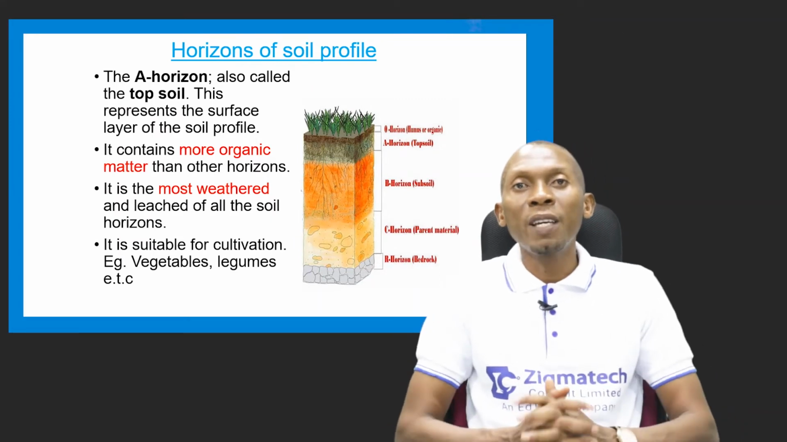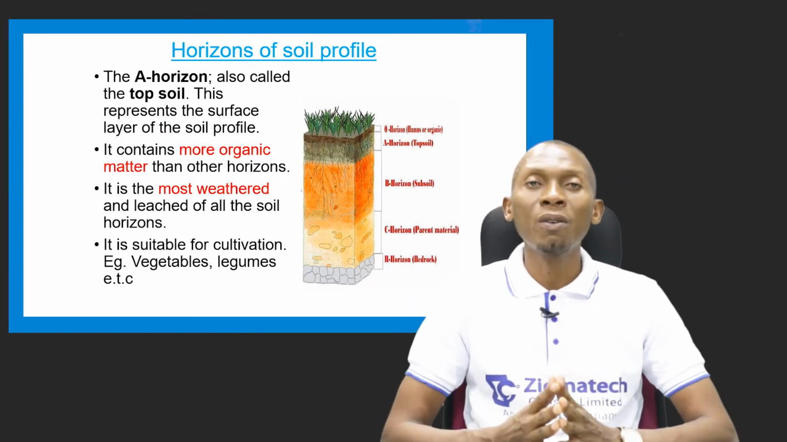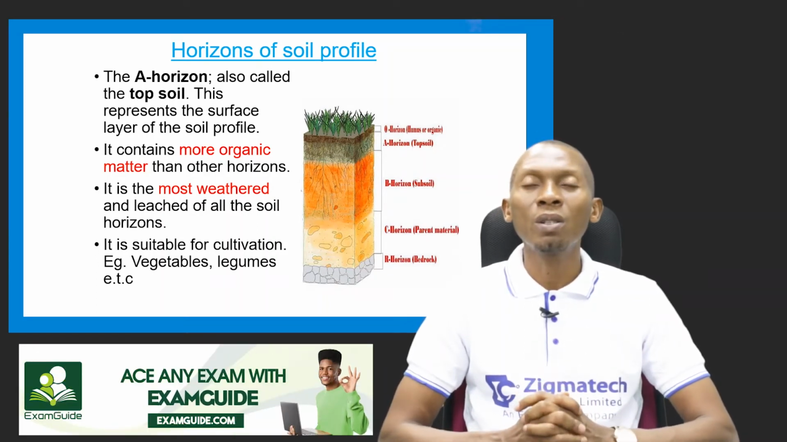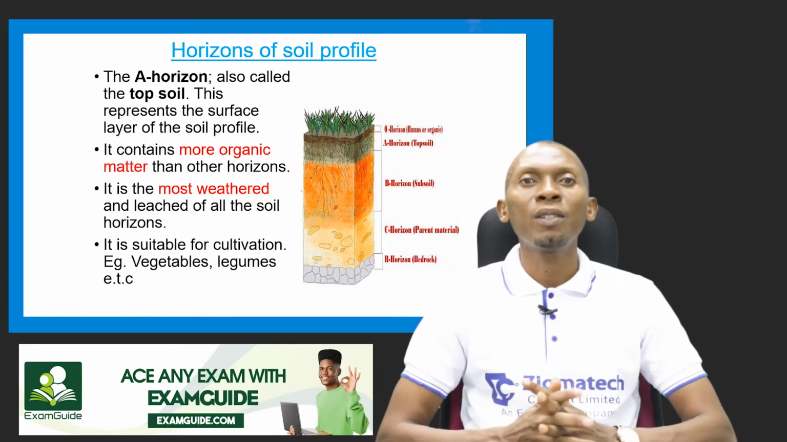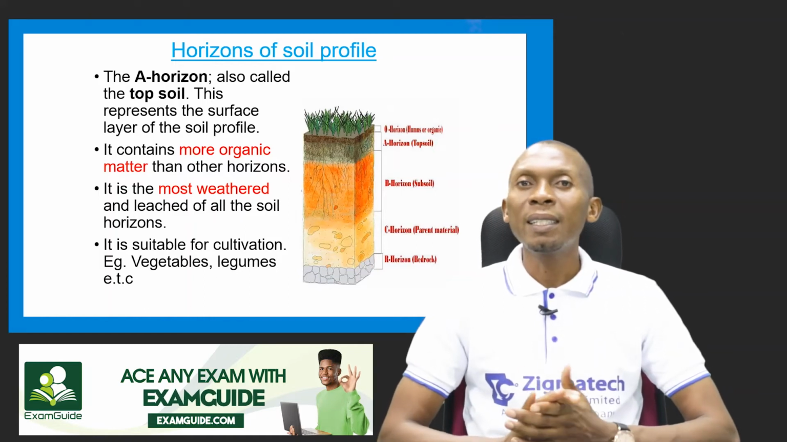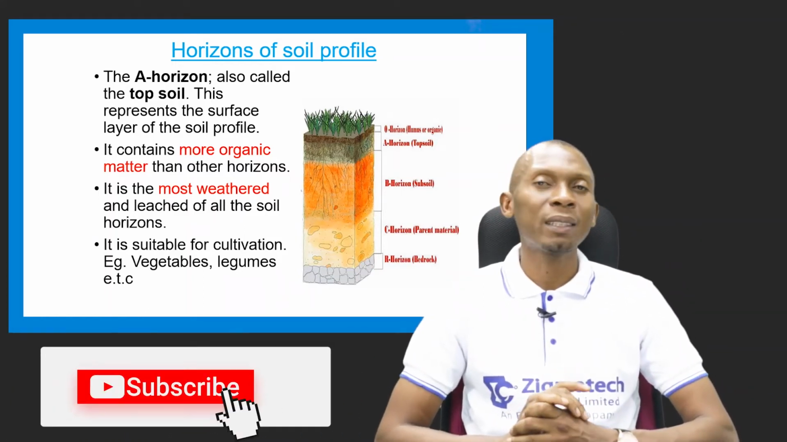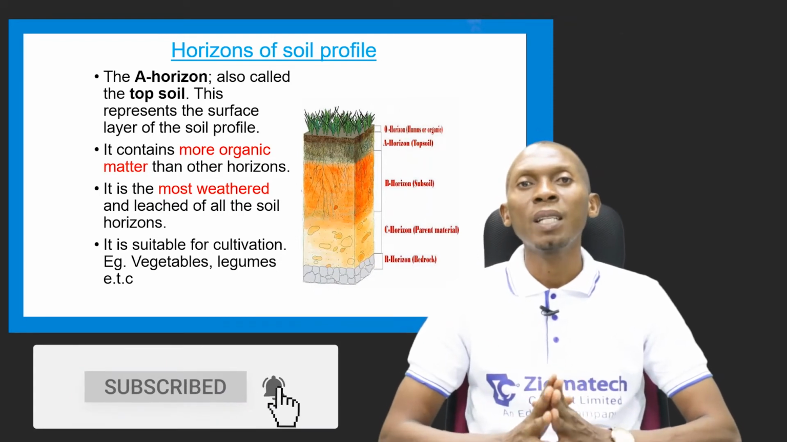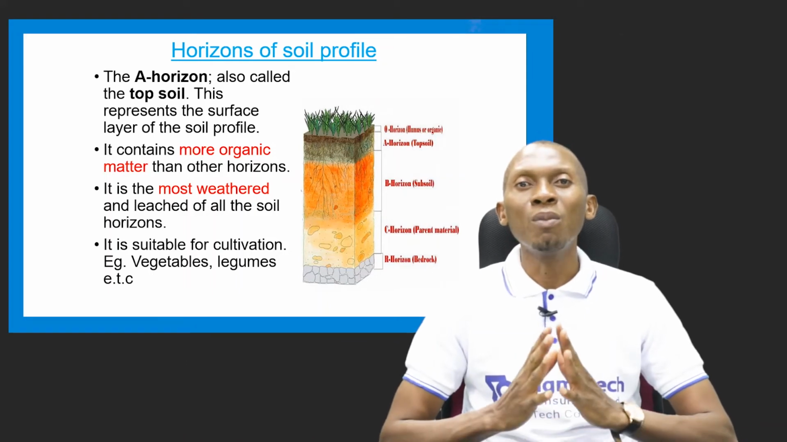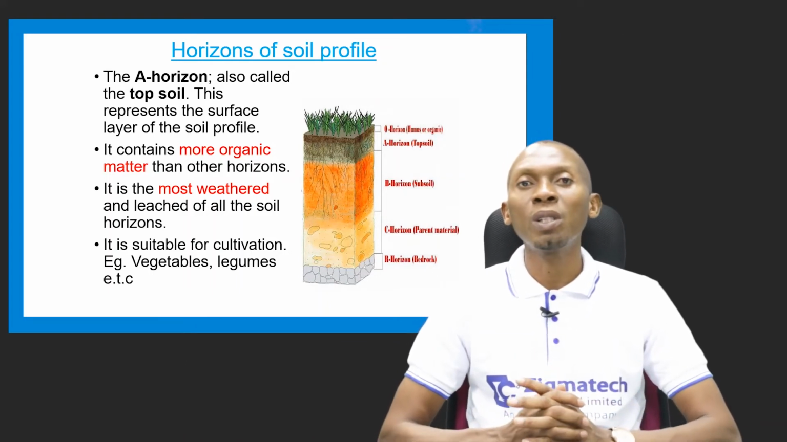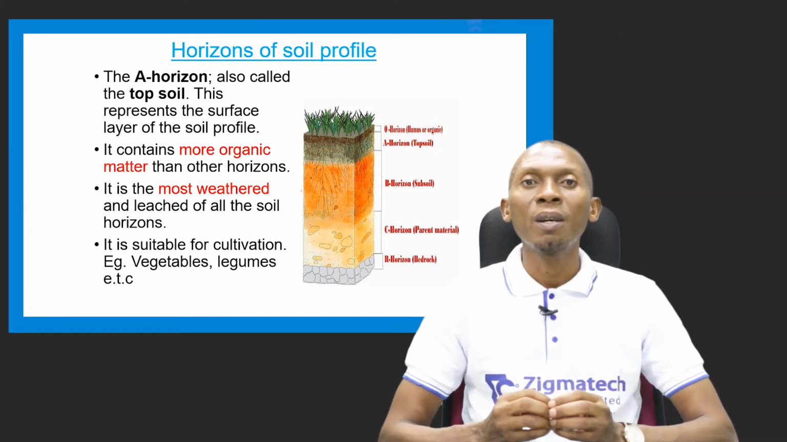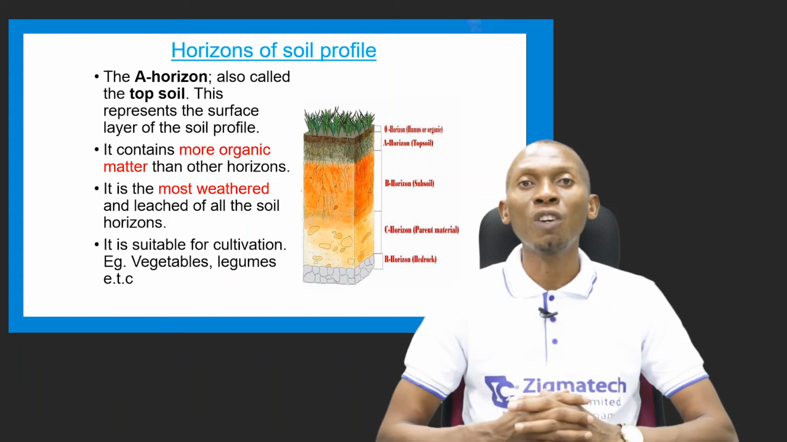Now, starting with the A horizon, remember we're talking about the A horizon, the B horizon, the C horizon, and the D horizon. The A horizon is also called the topsoil. This represents the surface layer of the soil profile. This layer contains more organic matter than any other horizon, and is also the most weathered horizon and the most leached.